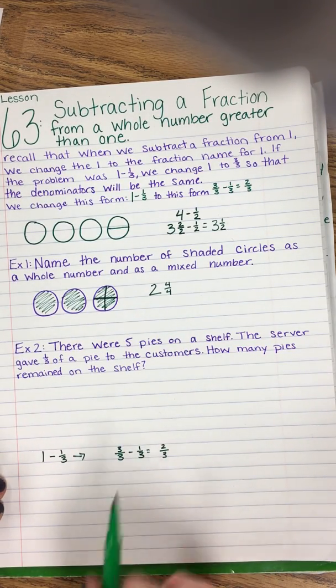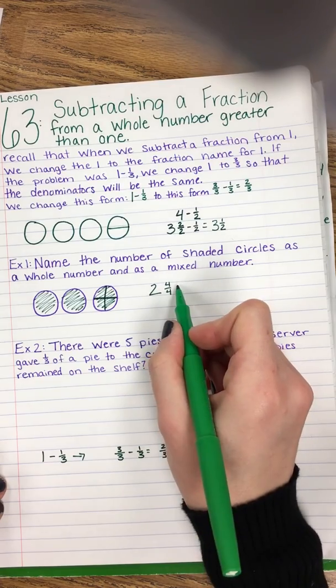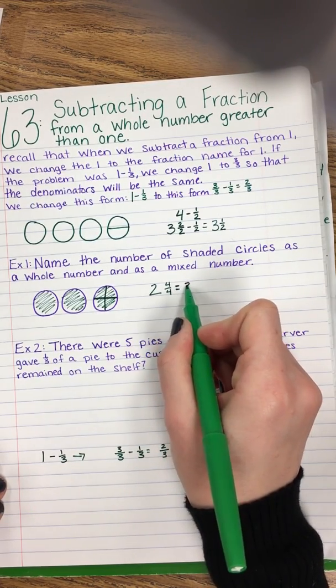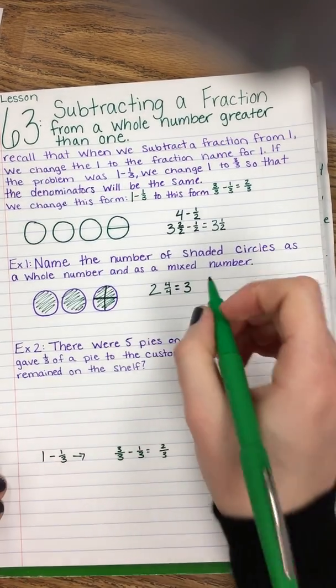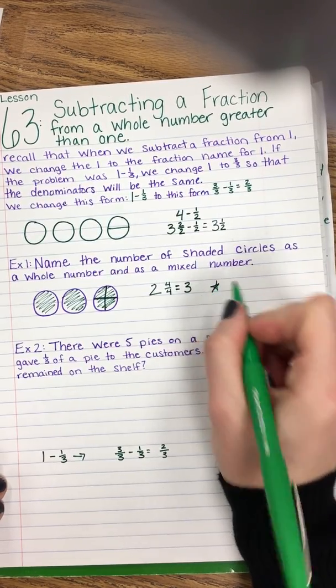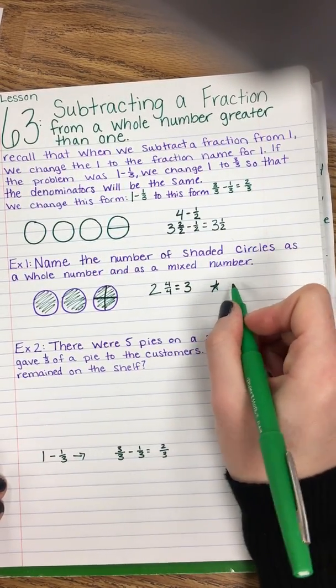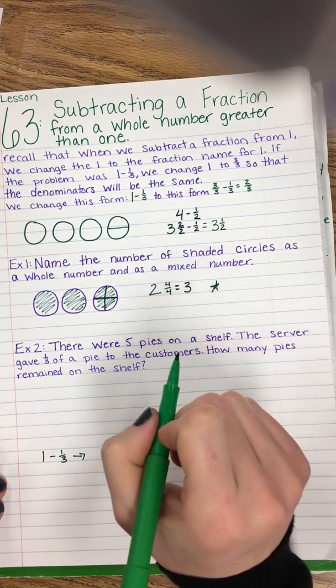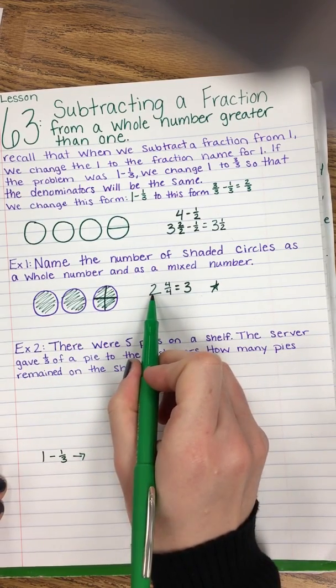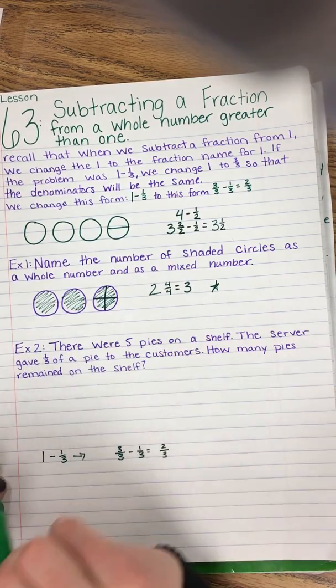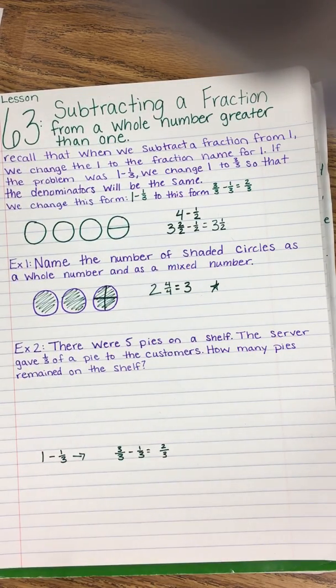And how come 2 and 4 fourths is also equal to 3? I want you to please put a star right here and then write your answer. The question is, how come 2 and 4 fourths is equal to 3? And then we have example 2.